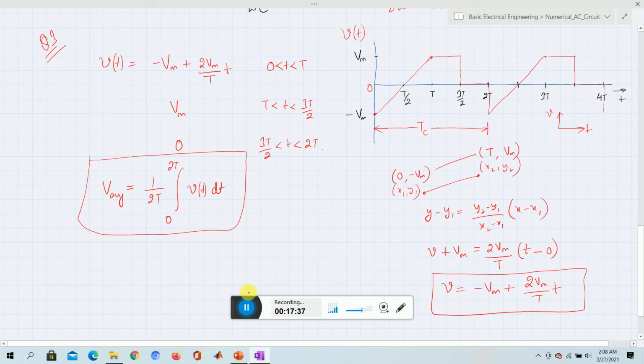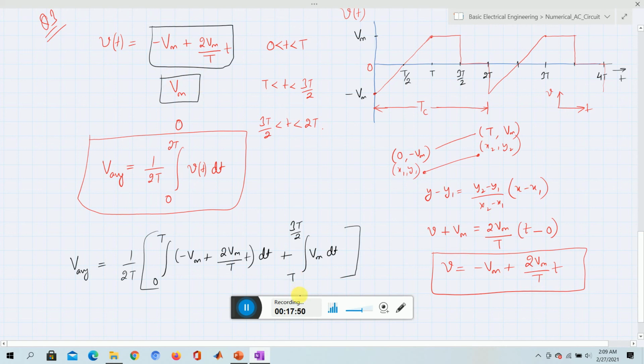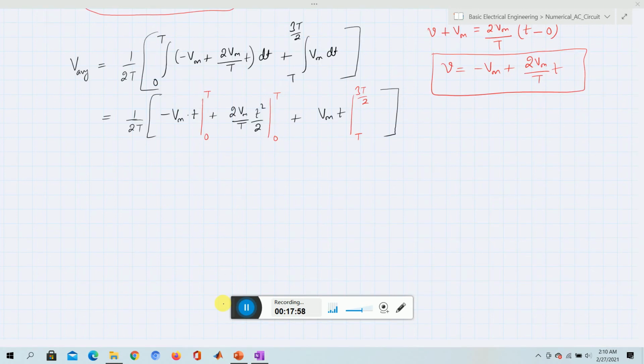Let us evaluate. This expression has been given: from 0 to T we have this value, and we have Vm from T to 3T by 2. So we will integrate this and find the average value. After doing this integration, we get minus VmT, limit from 0 to T. Capital T is a constant value, and 2Vm by capital T into t square by 2, 0 to T, and again VmT from T to 3T by 2. These are the limit values we have put.